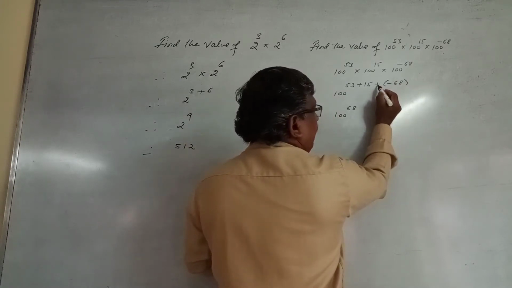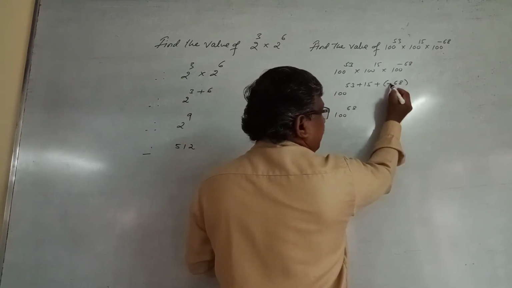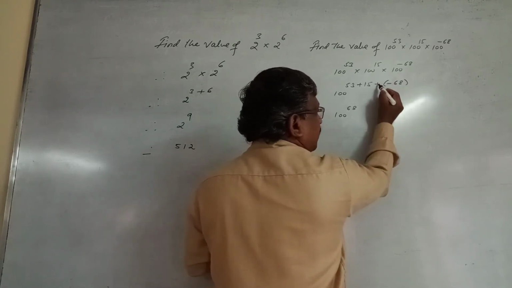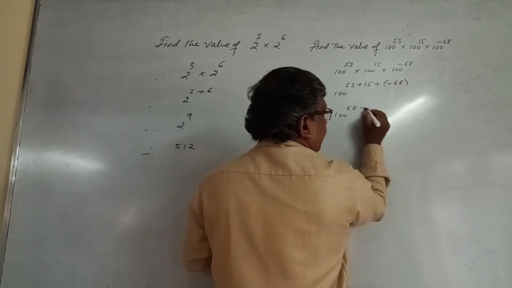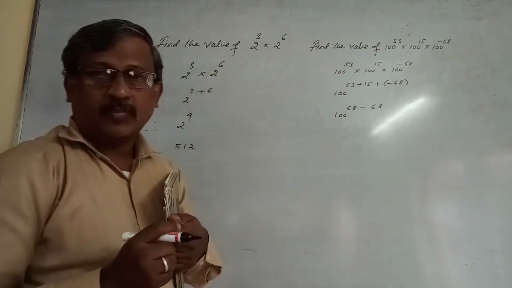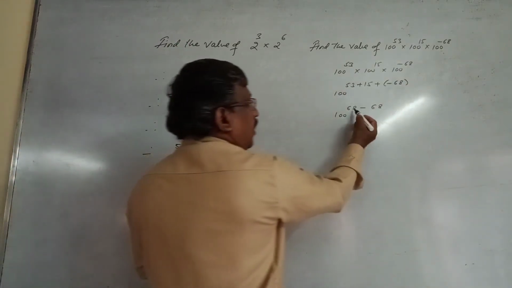You have to multiply by the sign outside the bracket to the sign inside the bracket. Outside the bracket which sign is there? Plus. Inside the bracket it is minus. So plus into minus it is what? Result is minus. So it becomes minus 68. Yeah. And now simplify this.